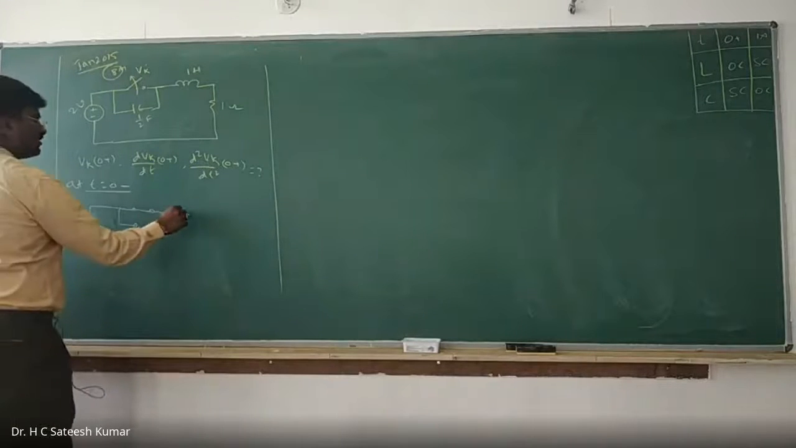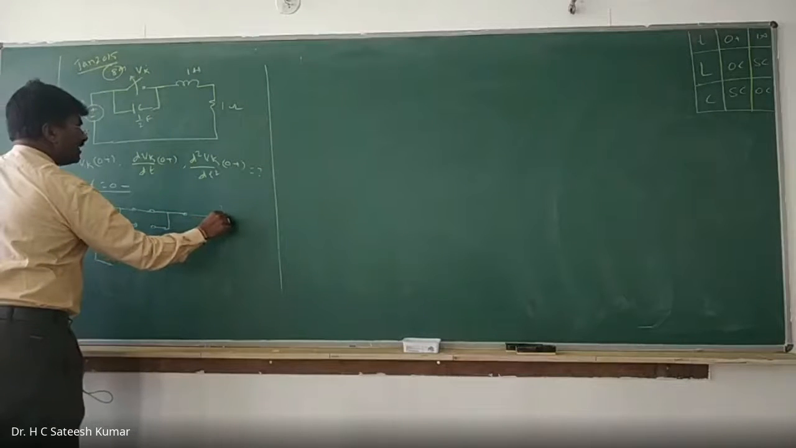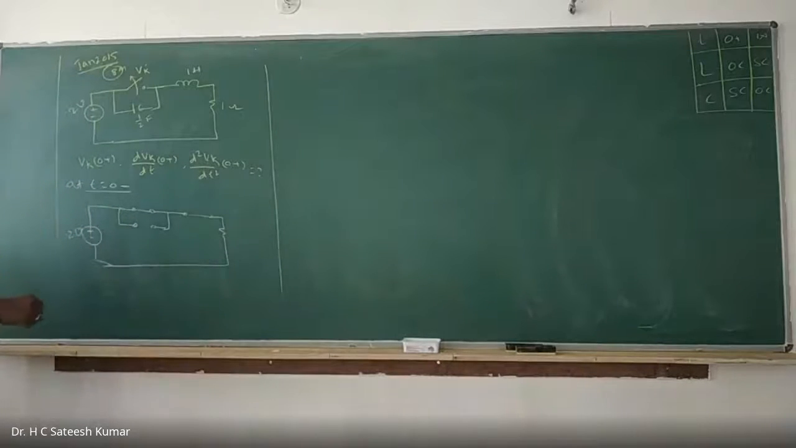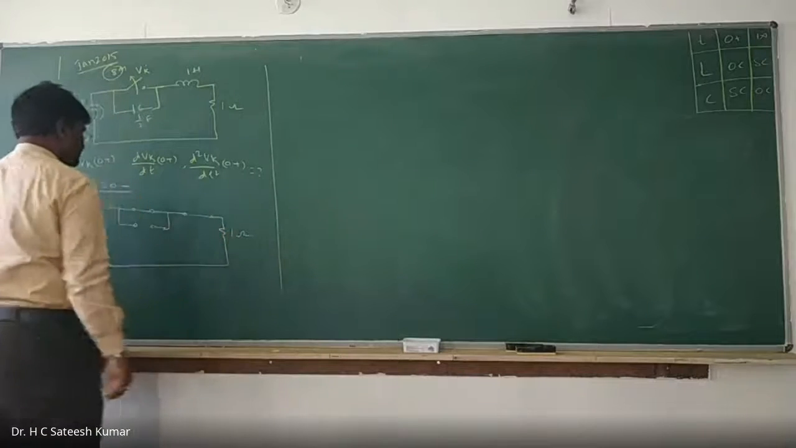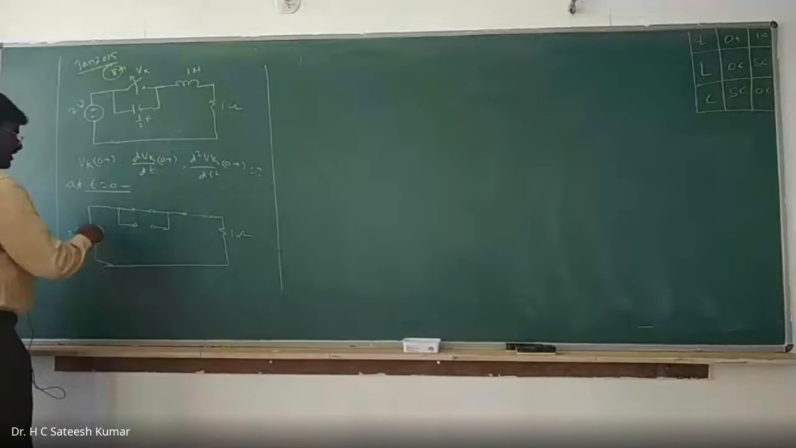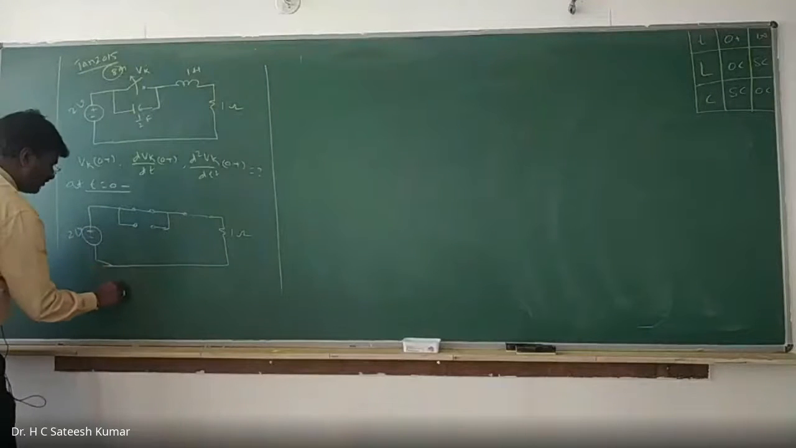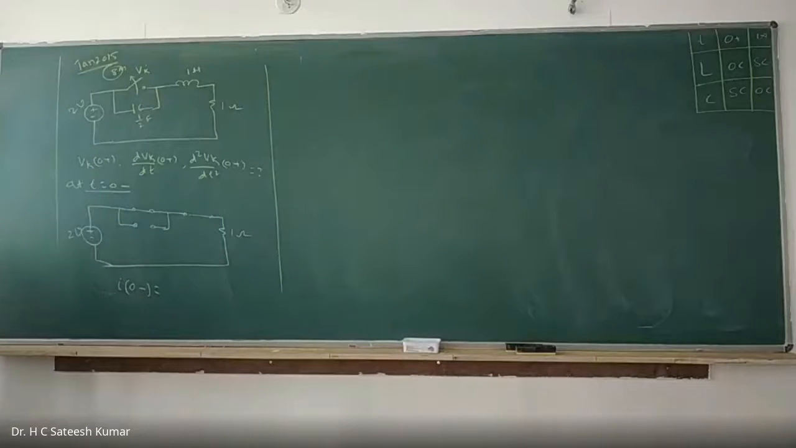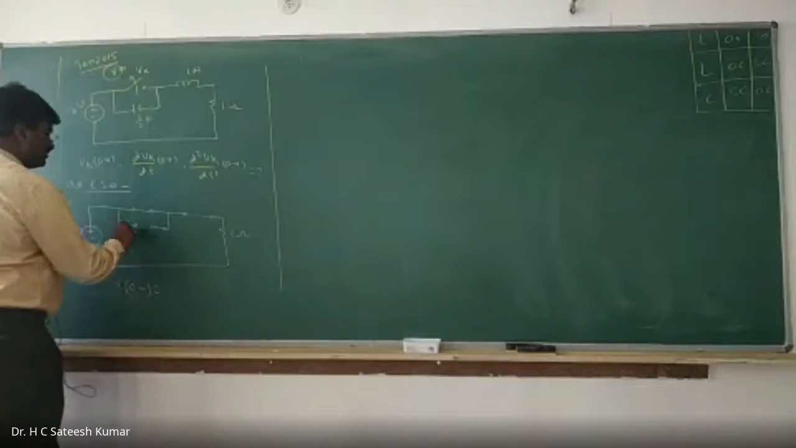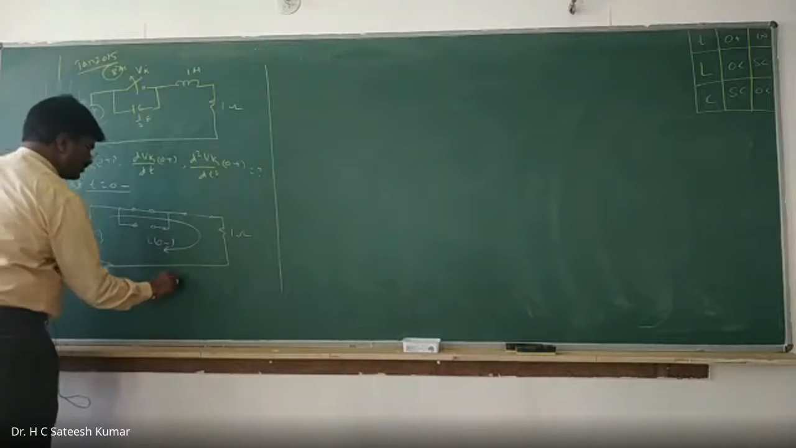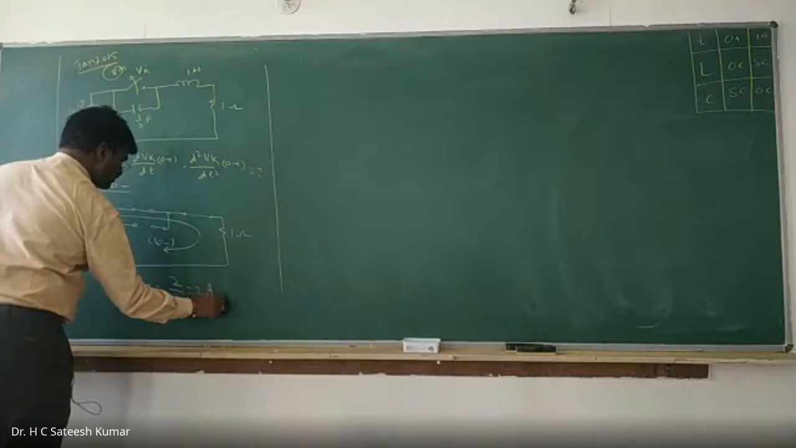Now what do we have? This is the short circuited inductor, and the source is 2 volts. Now this is 1 ohm. So now we will have to find out the voltage across this one, and we can find out the current also. So I0 minus is equal to 2 divided by 1, which is equal to 2 amps.